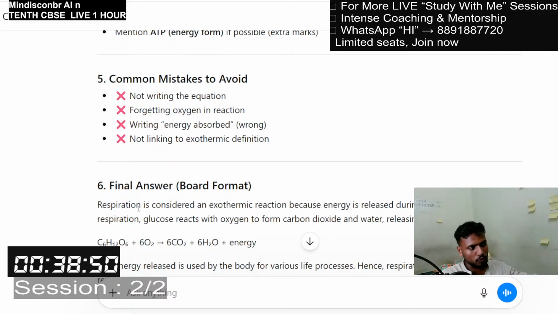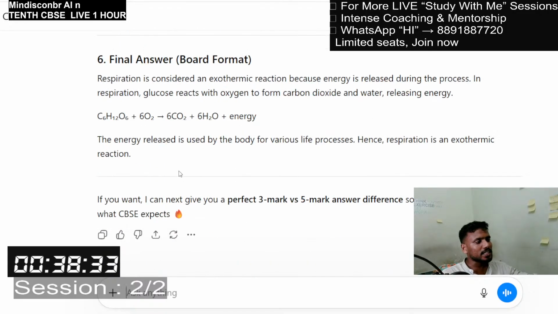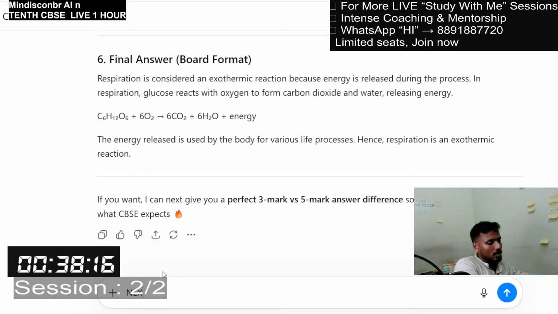Final answer, board format. Respiration is considered an exothermic reaction because energy is released during the process. In respiration, glucose reacts with oxygen to form carbon dioxide and water, releasing energy. That is C6H12O6 plus 6O2 gives 6CO2 plus 6H2O plus energy. The energy released is used by the body for various life processes like movement, growth, maintaining body temperature, etc. Hence, respiration is considered an exothermic reaction.